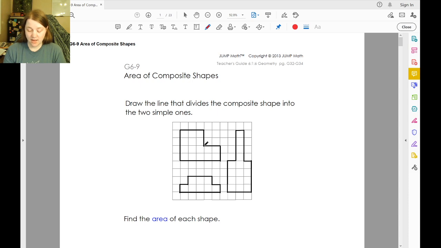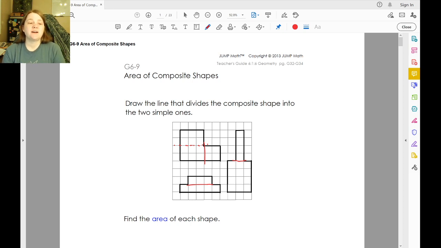For example, I'm going to put a line down here, and now we have two rectangles instead of a weird letter L thing. You might have seen splitting it this way. Either way is okay. This shape I'm going to split right here, so we have two rectangles, and I'm also going to split this shape so that we have two rectangles here.